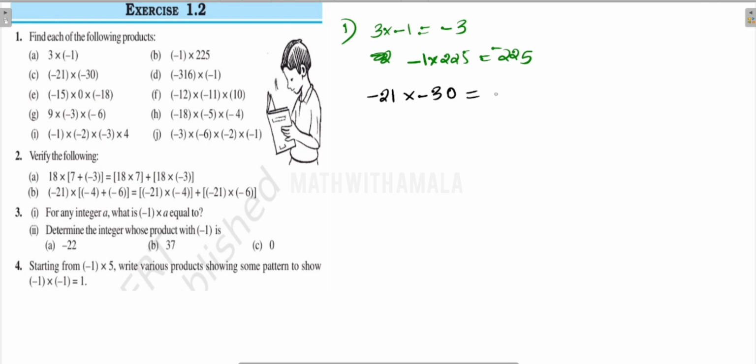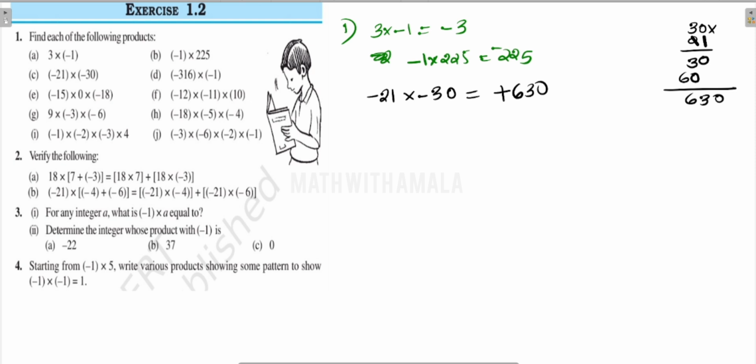Minus 21 into minus 30. Negative and negative will become positive. Then what is 30 into 21 or 21 into 30? It is 1 into 0 equal to 0, 1 into 3 equal to 3, 2 into 0 equal to 0, 2 into 3 equal to 6. So the answer is 630.